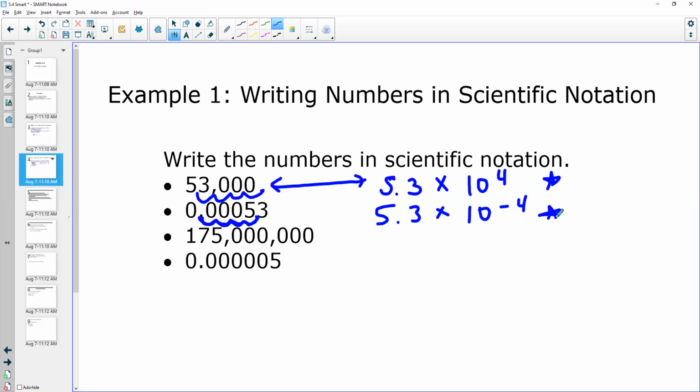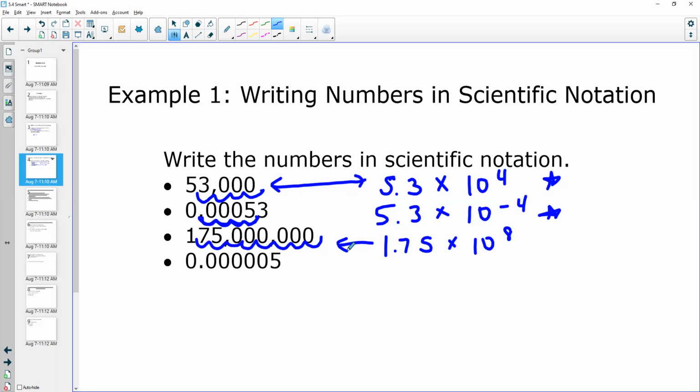All right, the same thing with 175 million. I'm going to go 1, 2, 3, 4, 5, 6, 7, 8. I want this to be 1.75, and I can multiply 1.75 times 10 to the 8th to get 175 million back. It's just a different way to write that number.